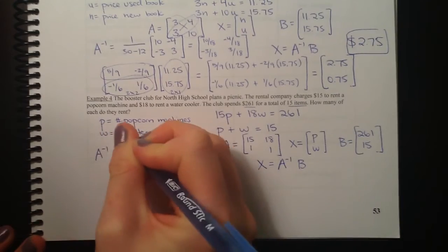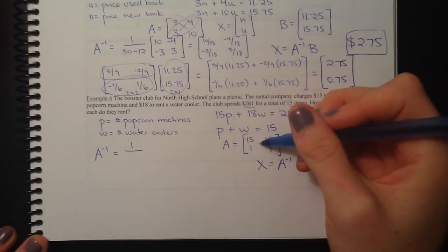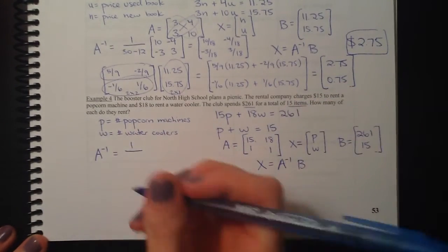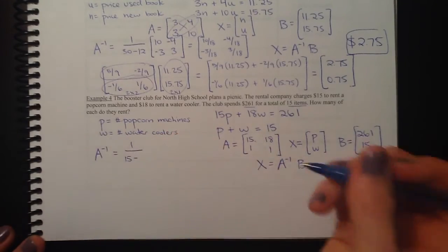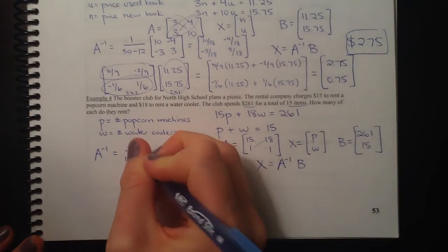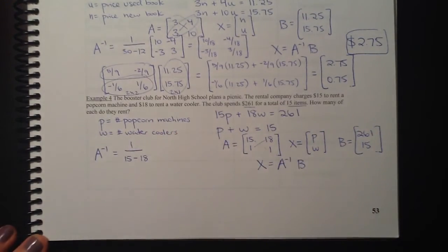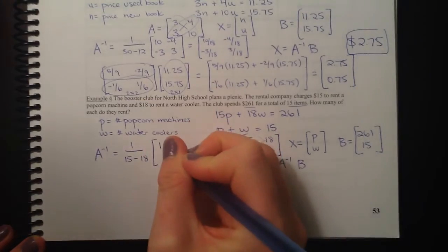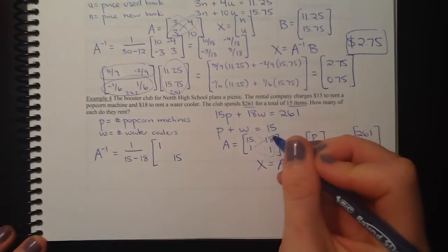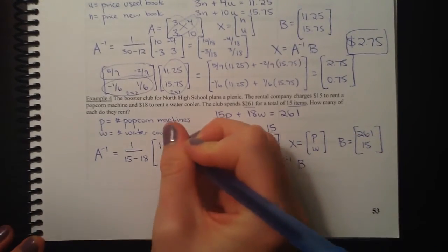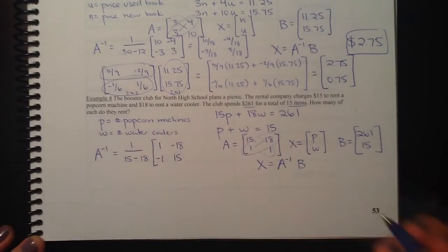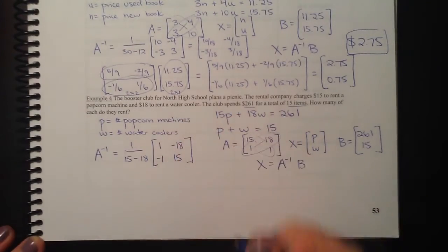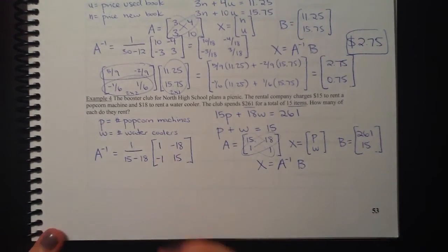So A inverse equals 1 over the determinant. So 15 times 1 is 15, minus 1 times 18 is 18. And then we set up our new matrix. So remember, we swap these. So 1 up here, 15 down here. And then we make these negative. So negative 18 here, negative 1 here. Okay, let's clean that up.